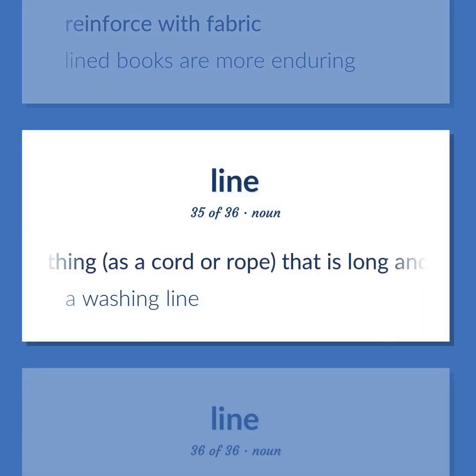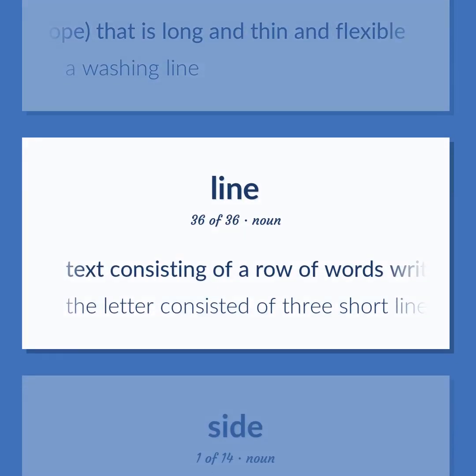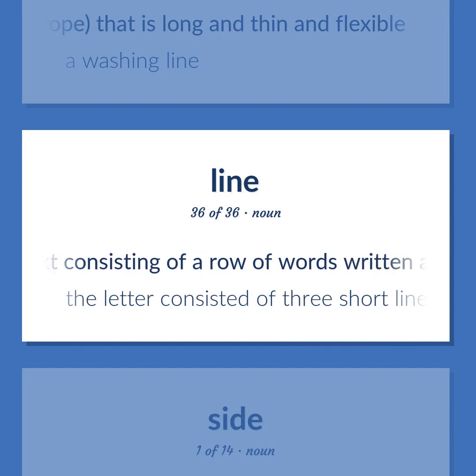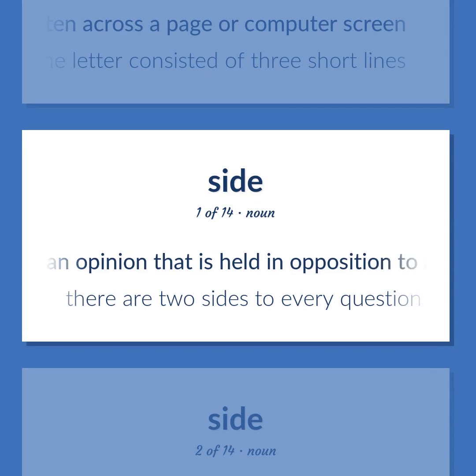Something, as a cord or rope, that is long and thin and flexible. A washing line. Text consisting of a row of words written across a page or computer screen. The letter consisted of 3 short lines. Now the word side. An opinion that is held in opposition to another in an argument or dispute. There are 2 sides to every question.